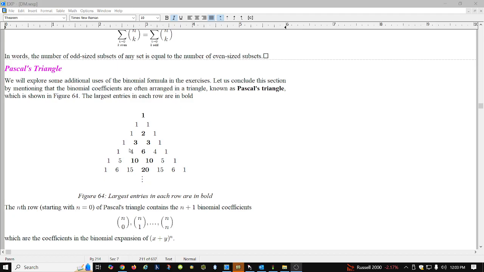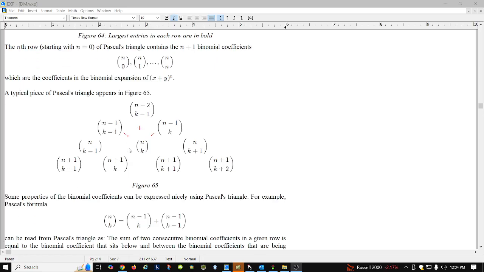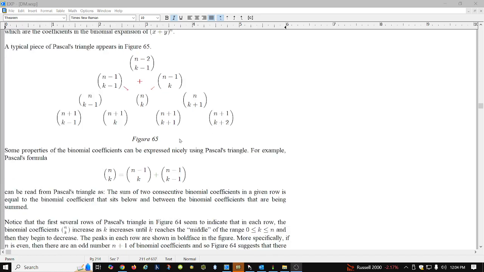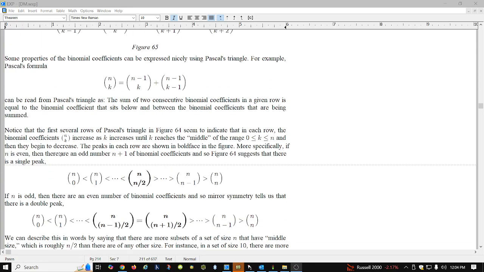But of course all this is just a discussion based on the first few rows of the triangle. So what we need to do is formulate a conjecture here and then prove it. Well, the conjecture looks like this: in each row, the binomial coefficients increase as k increases until k reaches the middle of the range from 0 to n. Then they begin to decrease.